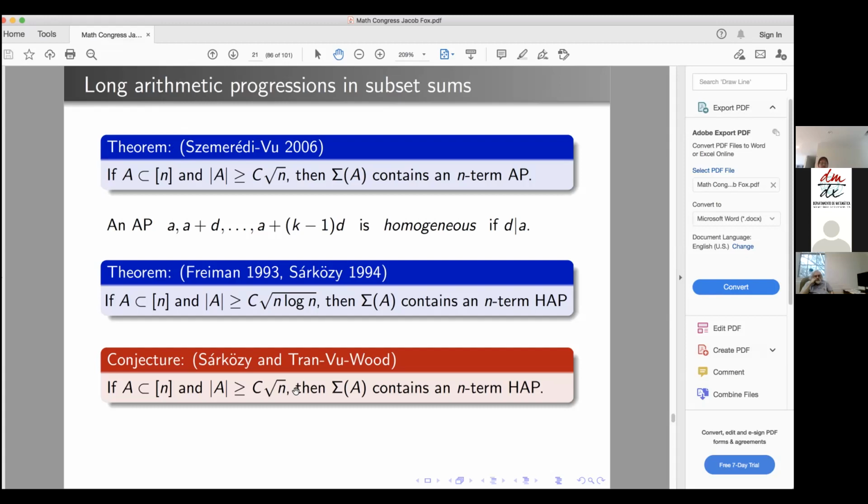And so developing these techniques, we proved this theorem, and consequently we could prove many further things about subset sums using invariants of these problems using this result.